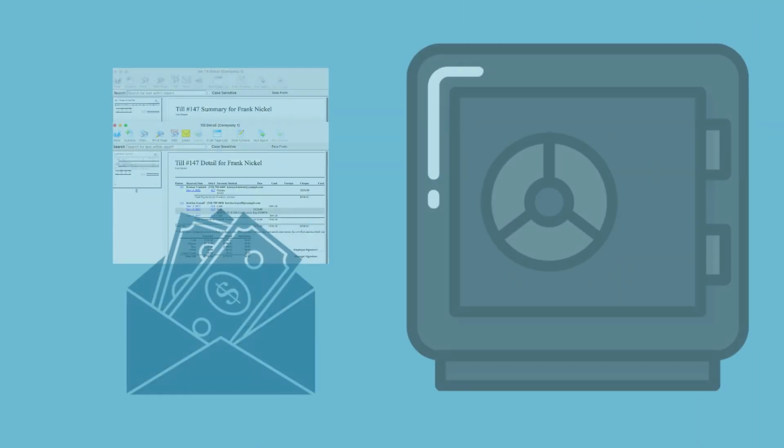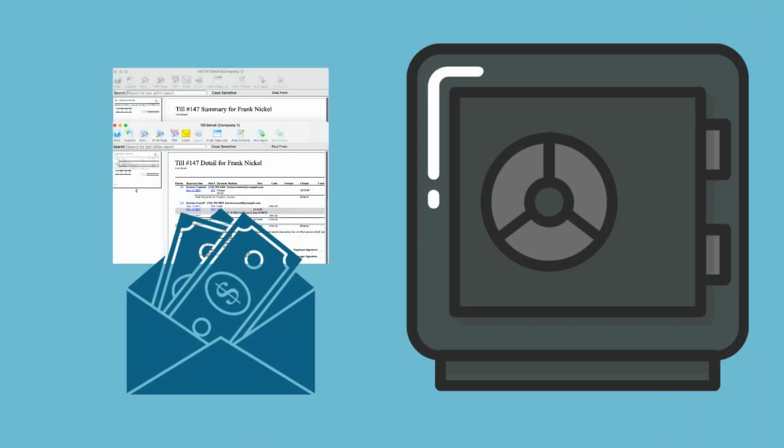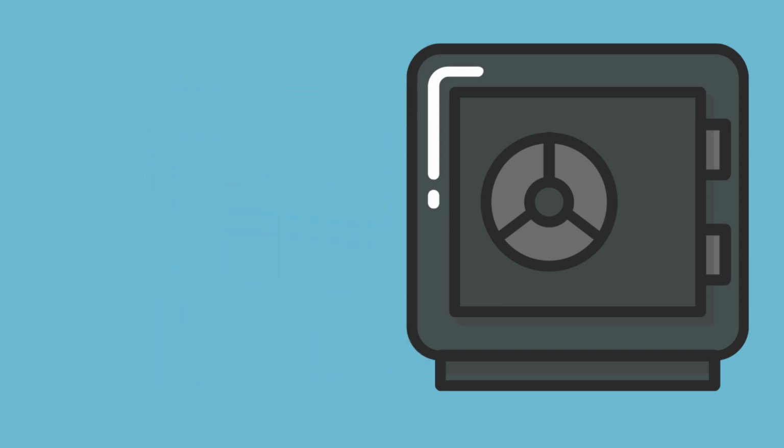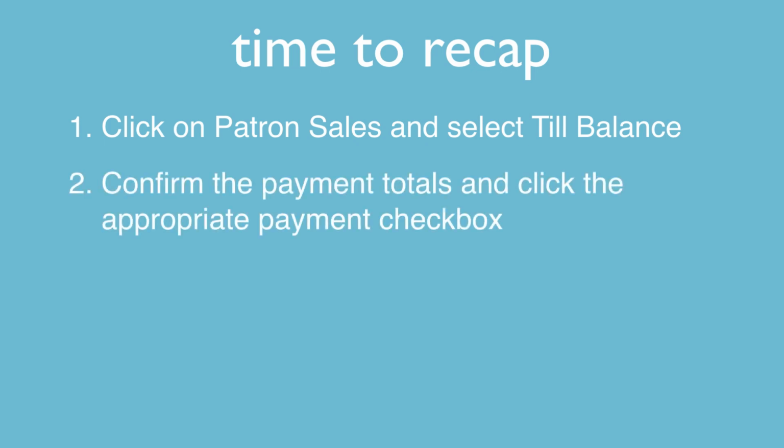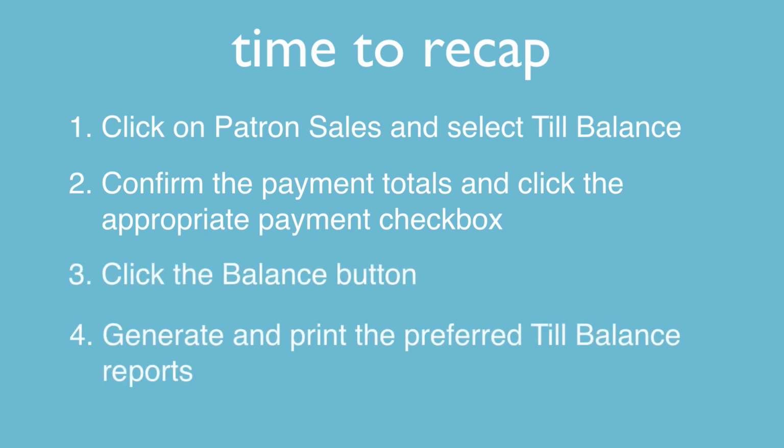Often the reports and monies are put into a safe, collected, and compared before running the next end of day. Okay, time to recap. First, click Patron Sales and select Till Balance. Second, confirm payment totals and click the appropriate payment checkbox. Third, click the Balance button. And finally, generate and print the preferred Till Balance reports.